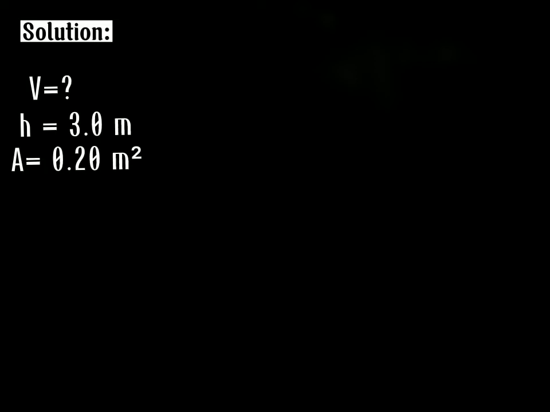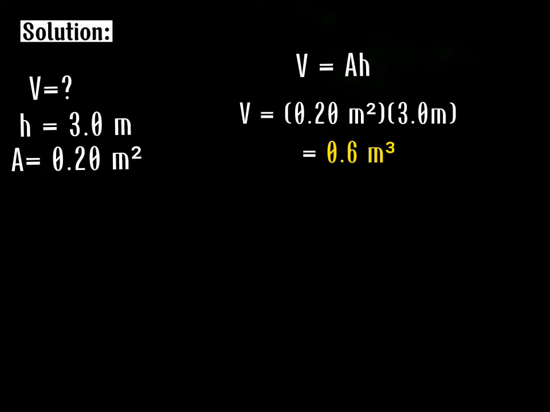Solution. First, we will find the volume of the pillar segment with height 3.0 meter and cross-sectional area equal to 0.20 meter squared. We find first the volume of the pillar segment, which is the cross-sectional area times the height. So the volume is 0.20 meter squared multiplied by 3.0 meter, the height, which is equal to 0.60 meter cube. Therefore, the volume of the pillar segment is 0.6 meter cube.